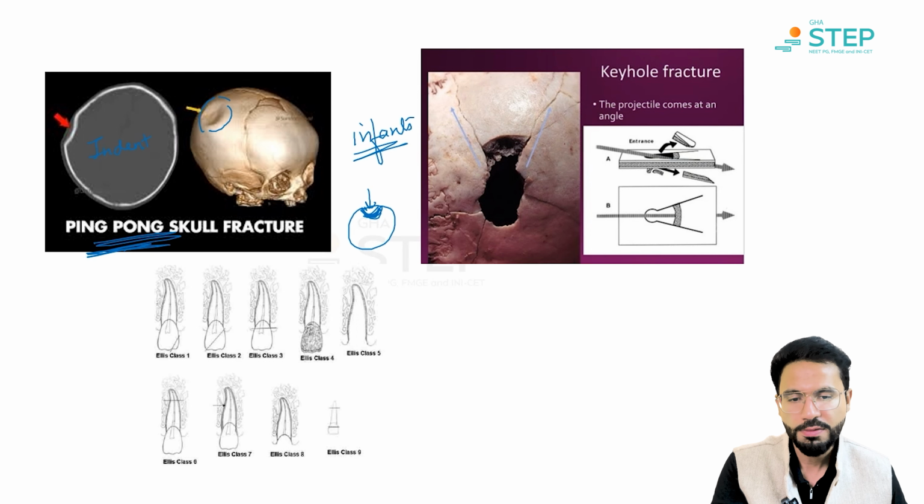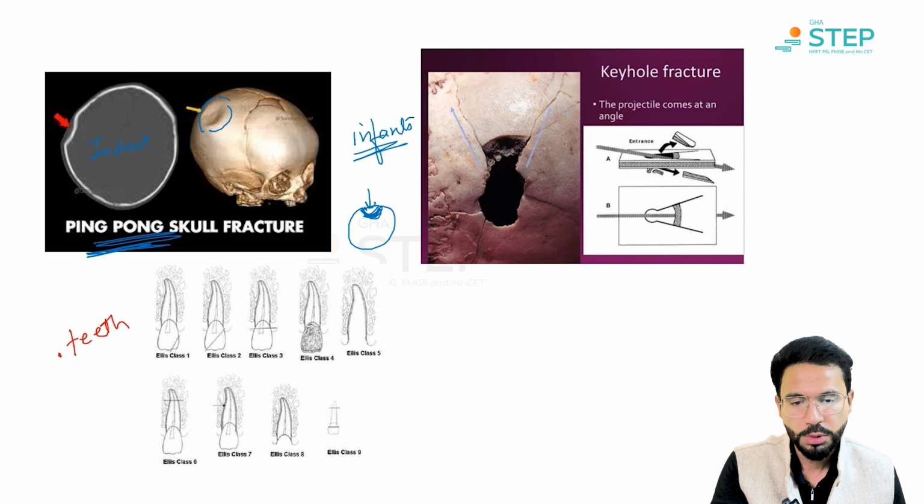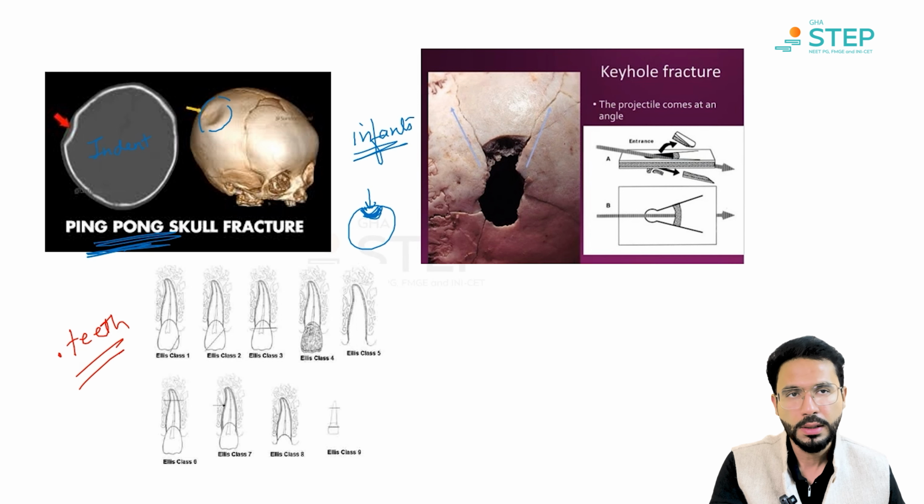What is Ellis fracture? Ellis fractures are fractures of the teeth. Okay, so forensic odontology will take care of fracture of the teeth, where multiple classes and considerations are there. Some have enamel involvement, some reach up to the dentin also, but Ellis fractures deal with teeth and not with skull. Now this is an image showing you a keyhole fracture.